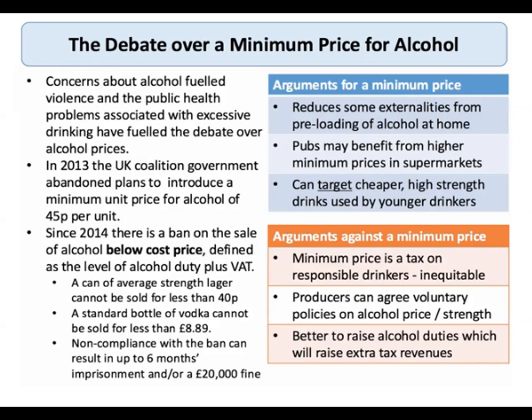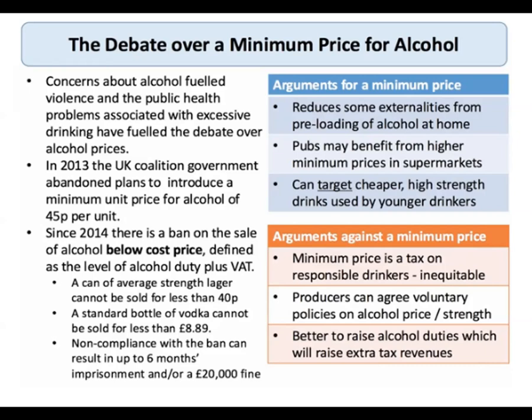Arguments then for the minimum price. Why should we put this restriction on it? Again, think of the externalities. It reduces some externalities from preloading of alcohol at home. So again, if we make alcohol cheap to be bought in an off license or in the shop, it may increase the number of people who are drinking alcohol at home.